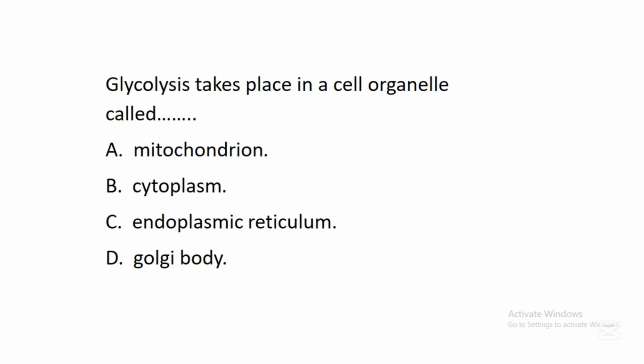The next question says, glycolysis takes place in a cell organelle called dash. A. Mitochondrion, B. Cytoplasm, C. Endoplasmic reticulum, D. Golgi body. In this question, the correct answer is B, cytoplasm. So glycolysis is a chemical process that occurs in a cell part known as cytoplasm.